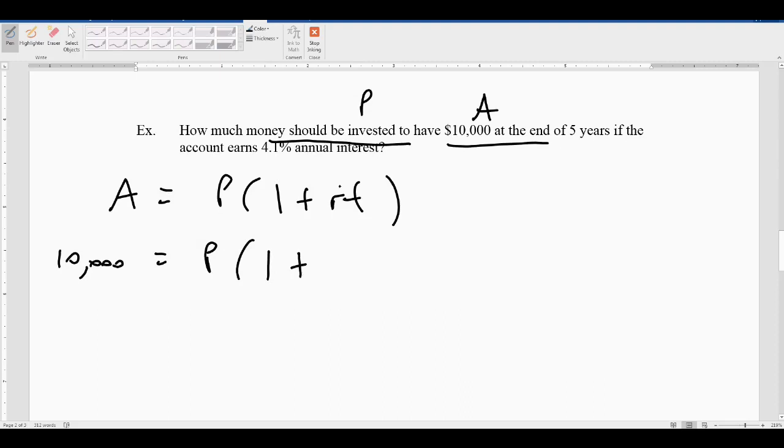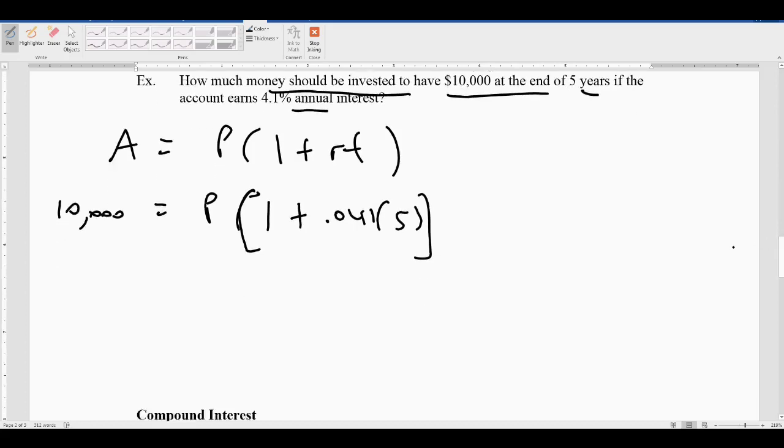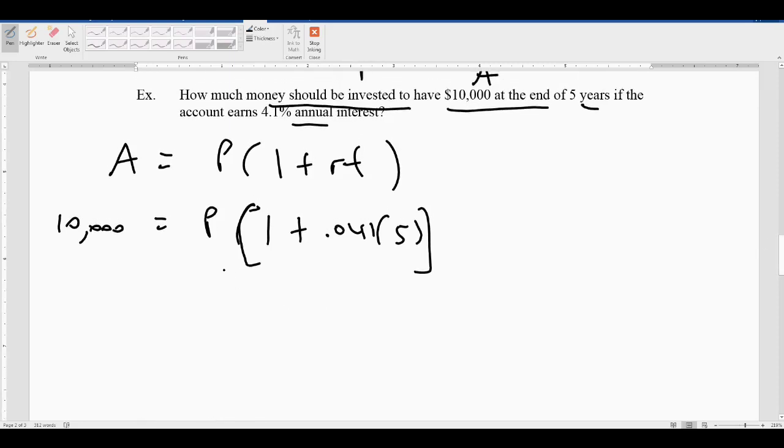So we're going to leave it as P. And then 1 plus R. R is 4.1%, so it'll be 0.041 times 5, because annual and yearly are the same thing. So that's good. So to do this, ignore the compound interest stuff. We'll do it later. Different video.